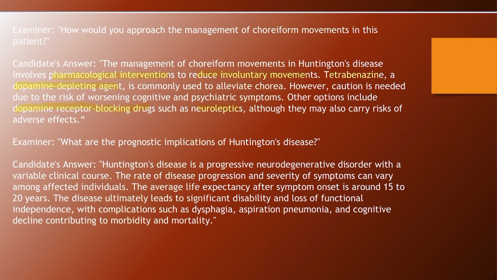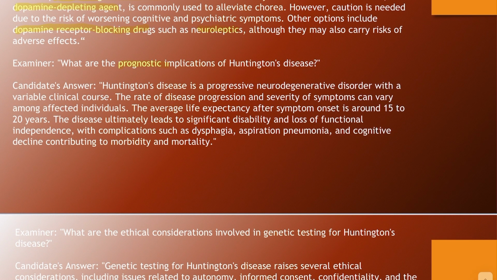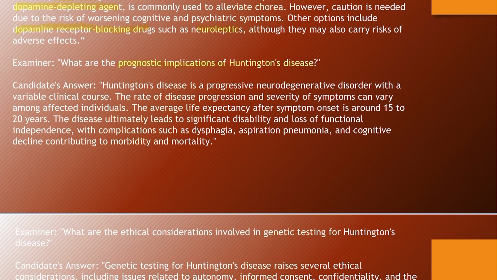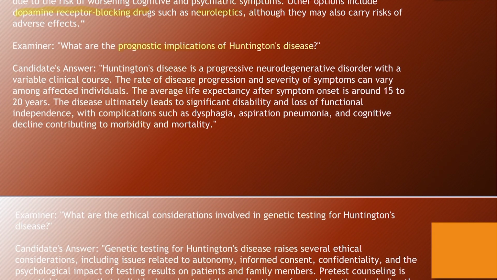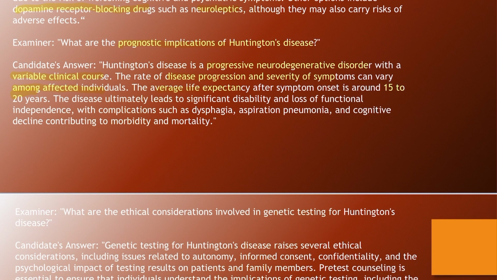In terms of the prognostic implications of Huntington disease, the examiner may ask. Remember that Huntington disease is a progressive neurodegenerative disorder with a variable clinical course. The disease progression and severity of symptoms can vary among affected individuals. Average life expectancy after symptom onset is around 15 to 20 years. The disease ultimately leads to significant disability and loss of functional independence, with complications such as dysphagia, aspiration pneumonias, and cognitive decline contributing to morbidity and mortality.